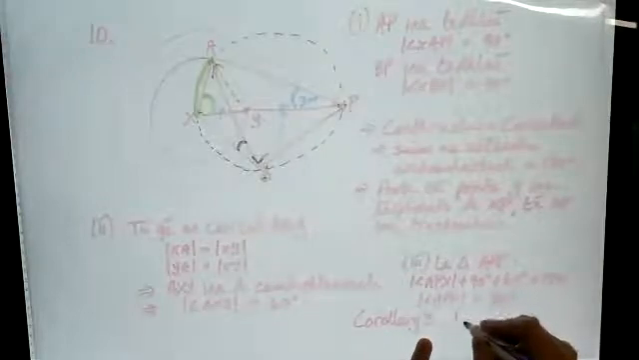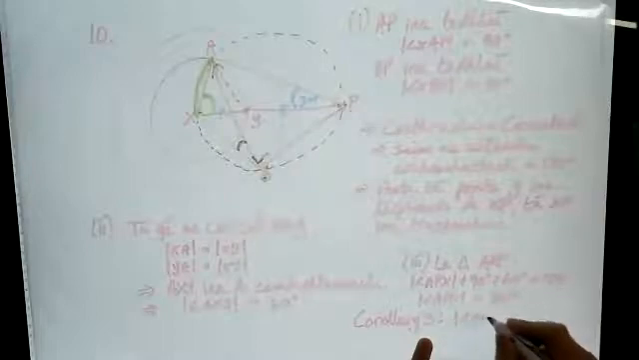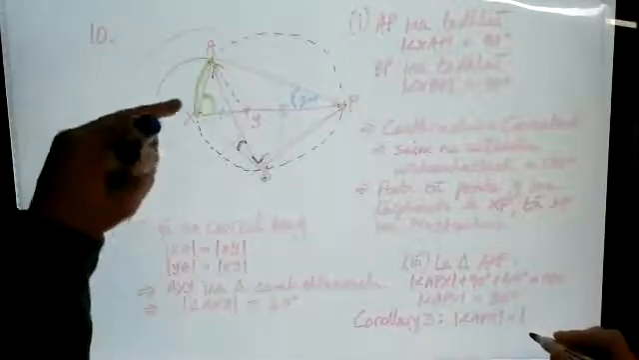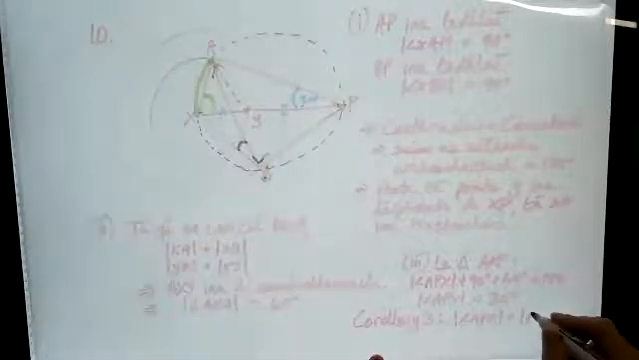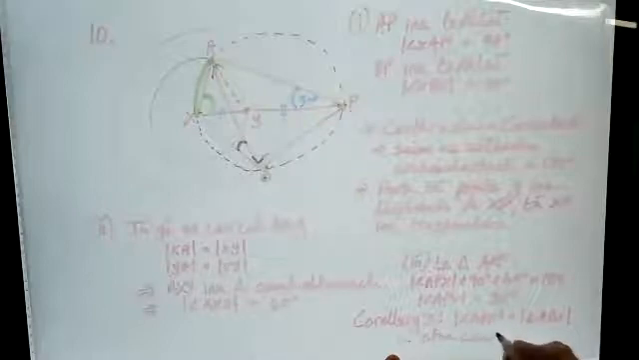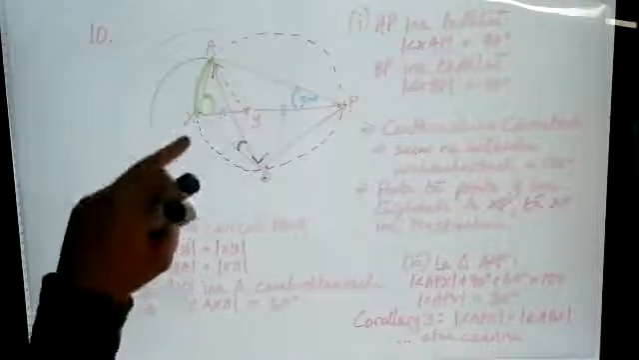So angle APX equals angle ABX. Therefore, tan of angle equals ABX cos 30 degrees. Okay, so it is cos 30 degrees.